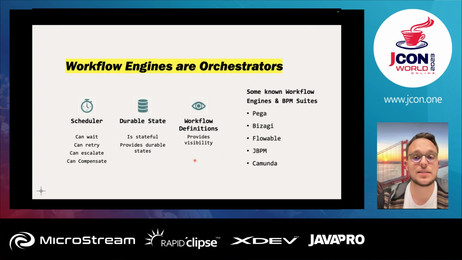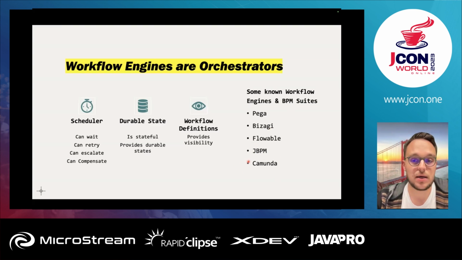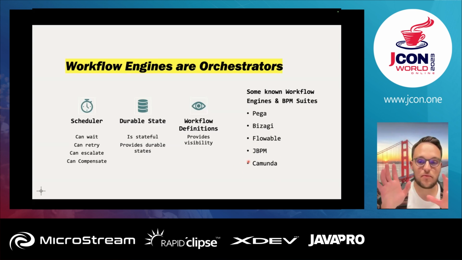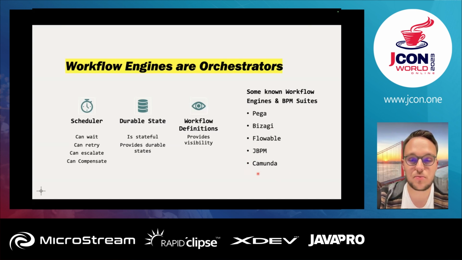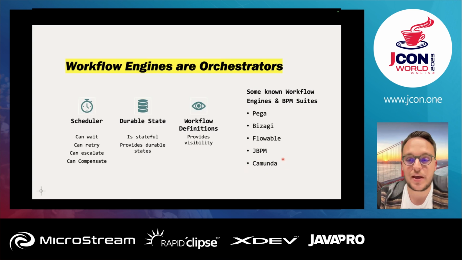I listed on the right side some of the known workflow engines and BPM suites. For instance, we have Pega, Bizagi, something like jBPM, as well as Camunda. And for today's session, we'll focus on the workflow engine Camunda provides. I've built a couple of use cases with it, so we also have a little bit of coding, which we will see once we introduce hexagonal architecture or clean architecture. But now some of you might think, hey, workflow engines, orchestrators, don't they couple everything tighter?